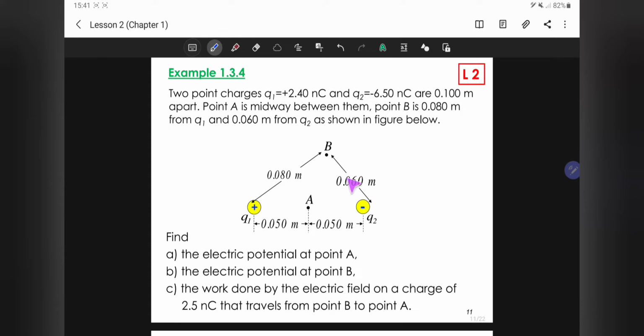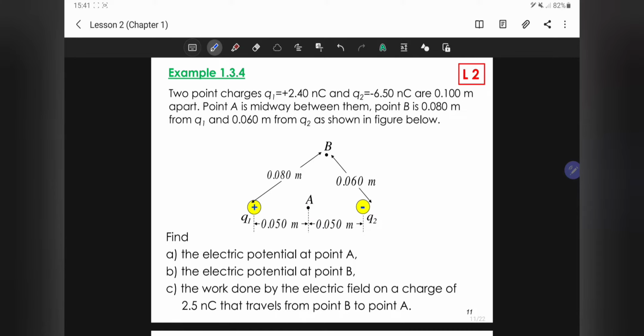Based on this, they ask you to find the electric potential at A and the electric potential at B, due to Q1 and Q2. Then they ask you to calculate the work done by the electric field on a charge of 2.5 nanocoulomb that travels from B to A. So we put another charge here, which is our test charge, with magnitude 2.5 nanocoulomb, moving from B towards A. They ask you to find the work done.